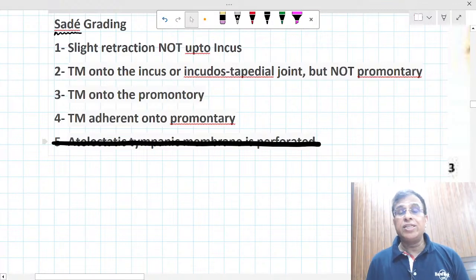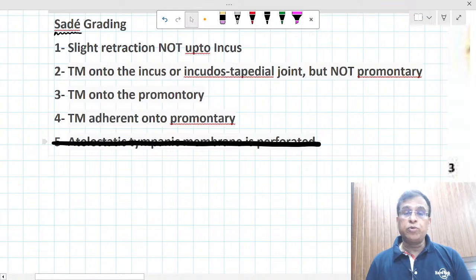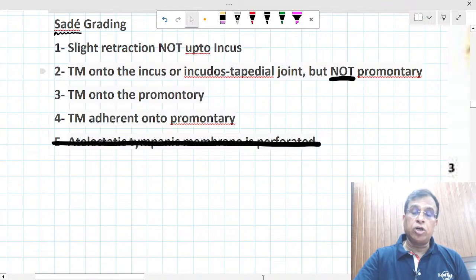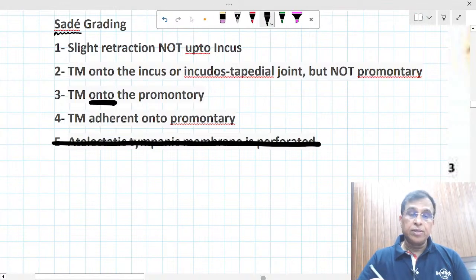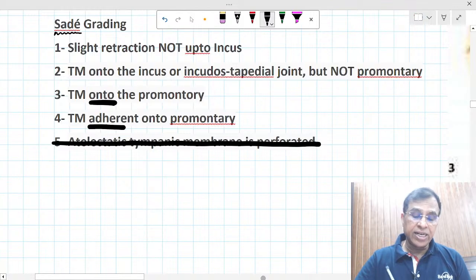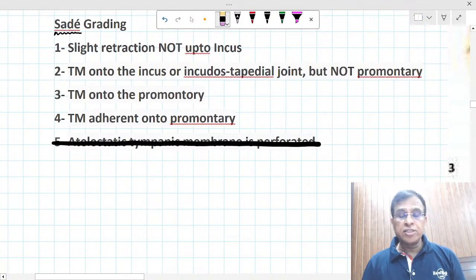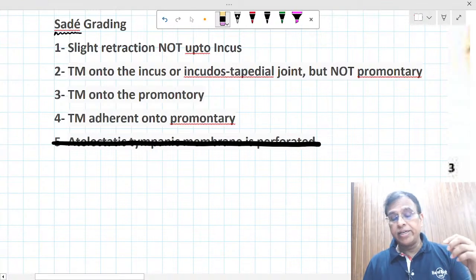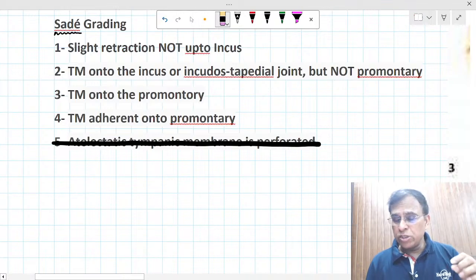See, grade 1 is slight retraction, not up to incus. Grade 2 is up to the incudostapedial joint, but not the promontory. Grade 3, it touches the promontory, but in grade 4 it is adherent onto the promontory. So in grade 3 it is just touching, but in grade 4 it becomes permanently attached to the promontory. So it's very easy to remember the grades.